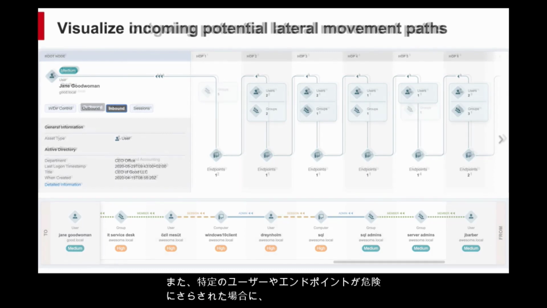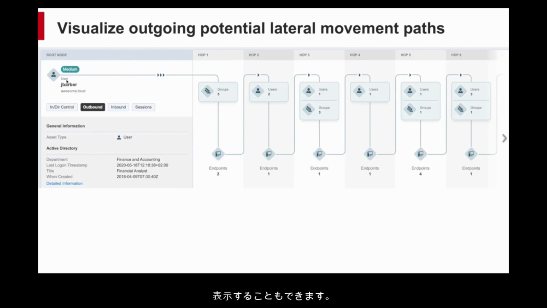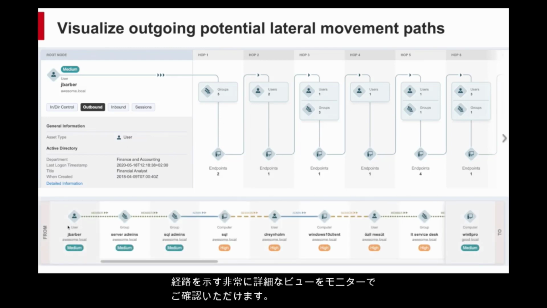And we can turn this view around and show to which other users and computers an attacker could move if a specific user or endpoint is compromised. Once again, we have the generic overview and we have a very detailed view showing the path an attacker could take. But this is not all you can do with Impact.